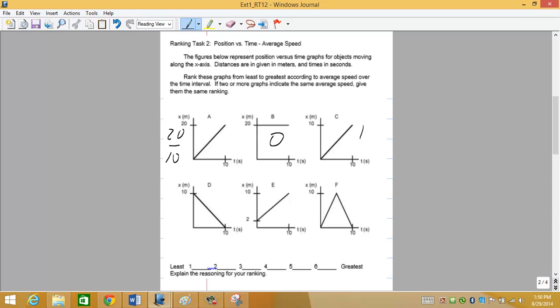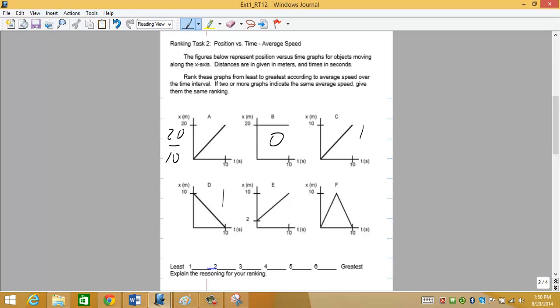You're moving from right to left, which is a little unusual, but we don't care about direction when we're dealing with distance, and an average speed is distance divided by time. So I don't care if you're moving from right to left, left to right. If you move 10 meters, you've moved 10 meters. So in this case, we go 10 meters in 10 seconds. It's still 1 meter per second average speed.